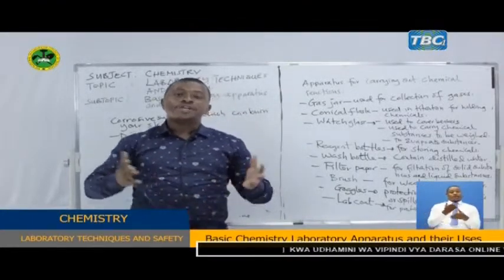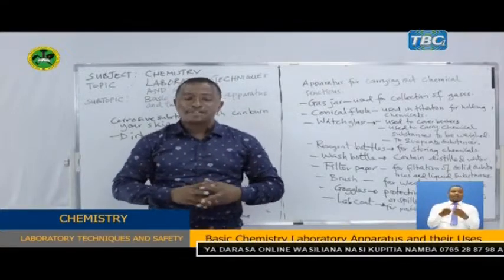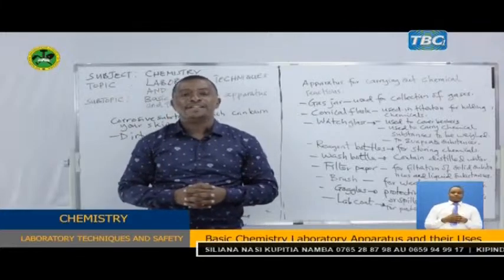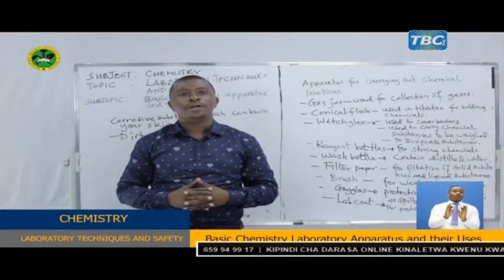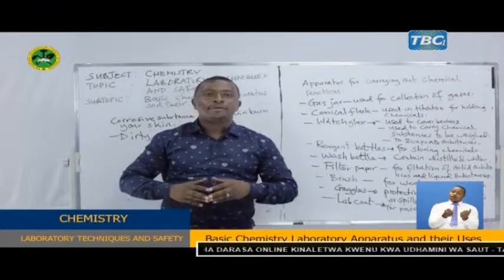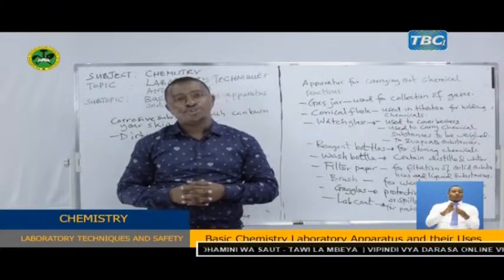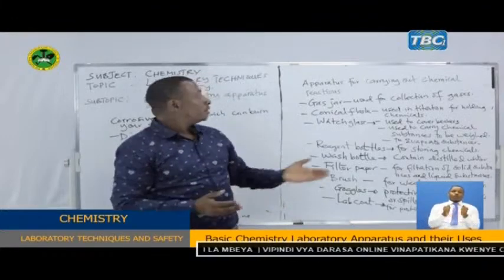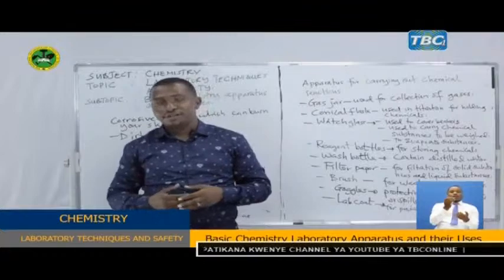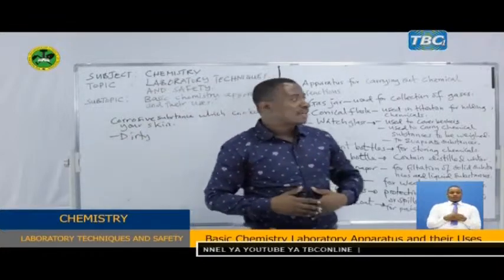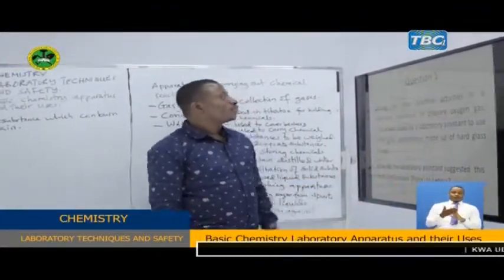Now, class, those are some of the apparatuses used in the laboratory. We have many apparatuses used in the laboratory, but those were some of the few I decided to share with you today. And now I hope you are in a position of listing them, explaining their uses, and classifying them according to their uses, which, as we have seen, are for heating, for measuring, for holding, and for carrying out chemical reactions. Now let us go and see some questions that can be asked from this subtopic.